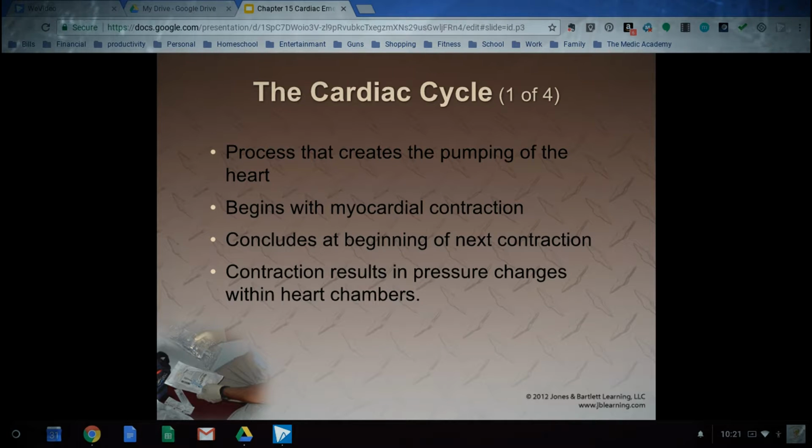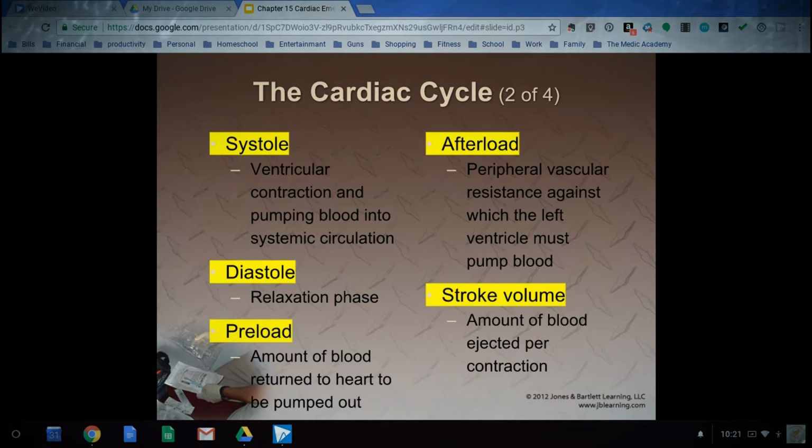So the cardiac cycle is the process that creates the actual pumping action of the heart. This begins with the myocardial contraction and ends with the beginning of the next contraction. So it's one complete contraction of the heart. And this results in pressure changes within the heart's chambers. We can see these pressure changes by ways of things such as auscultating the blood pressure, because we're going to talk a little bit about systole and diastole.